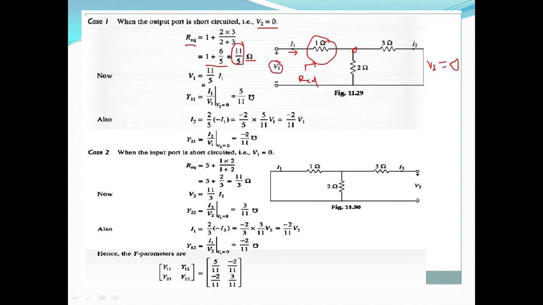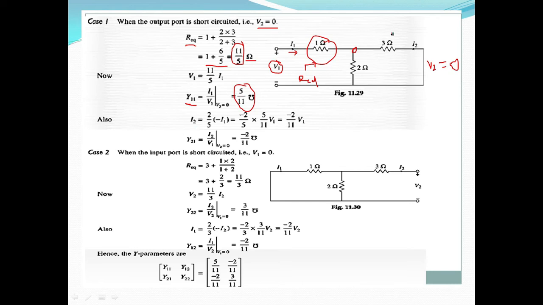Hence V1 is equal to 11 upon 5 I1. So Y11 is equal to I1 upon V1, and I1 upon V1 is equal to 5 upon 11 mho. This means the first parameter we find is Y11 equal to 5 upon 11 mho.